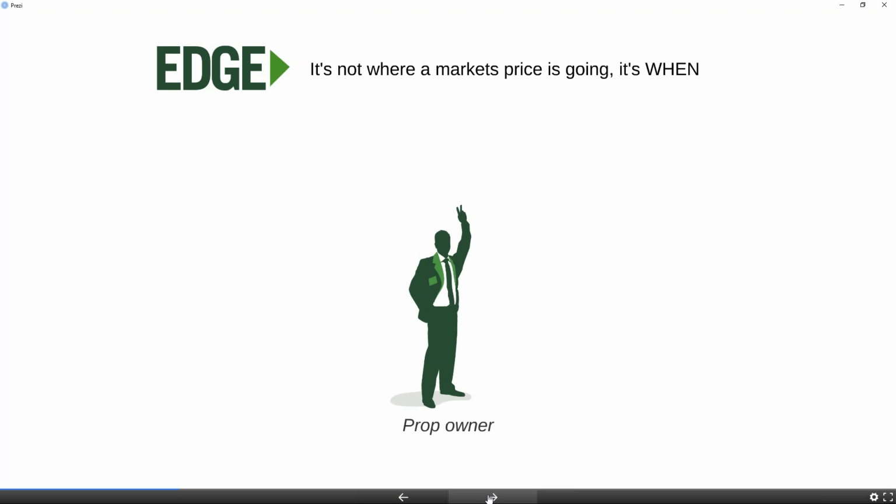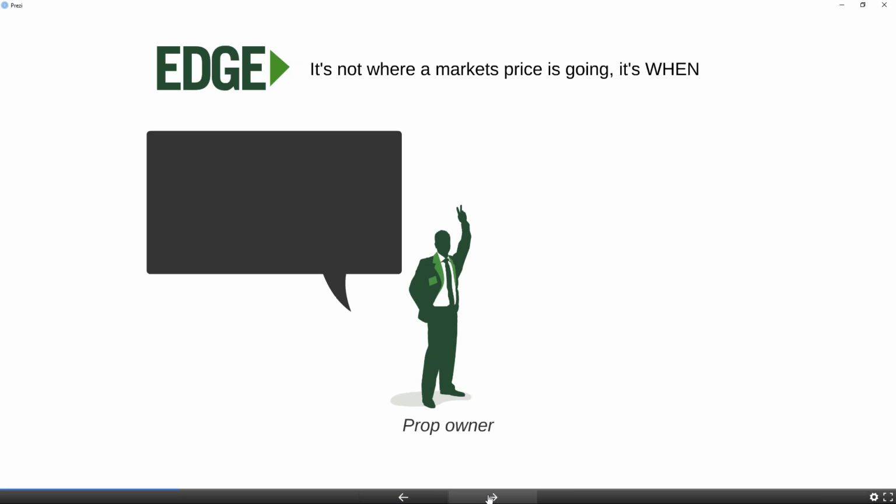And it brings me back to the owner of the prop firm. He used to say, it's not about being right. That's the other thing retail traders want. They want to be right. It's not about being right. Making money is all that matters. You could be wrong and make money. You could be right and lose money.